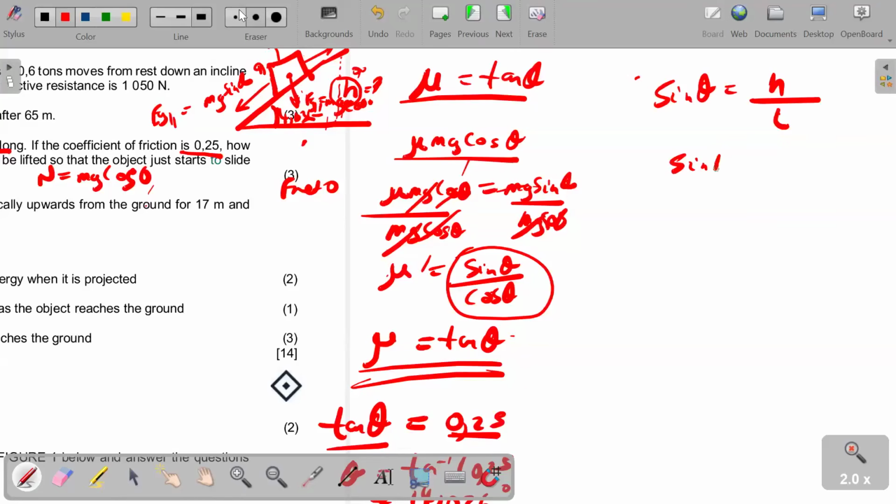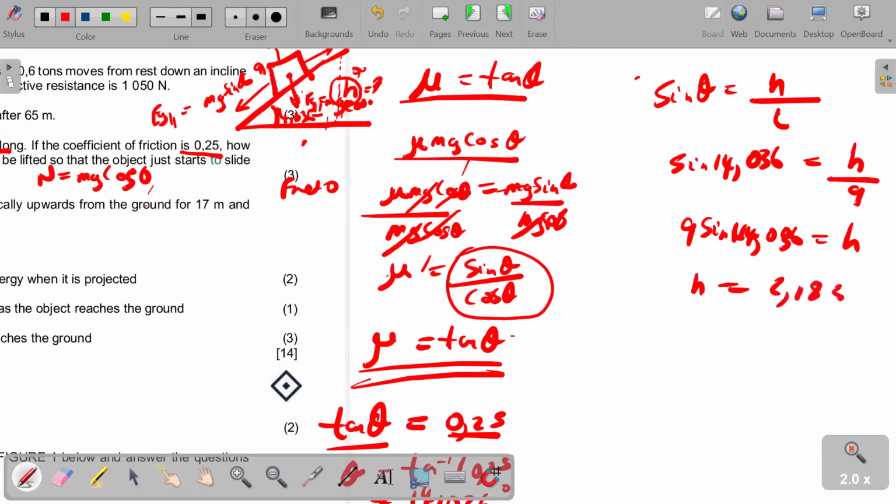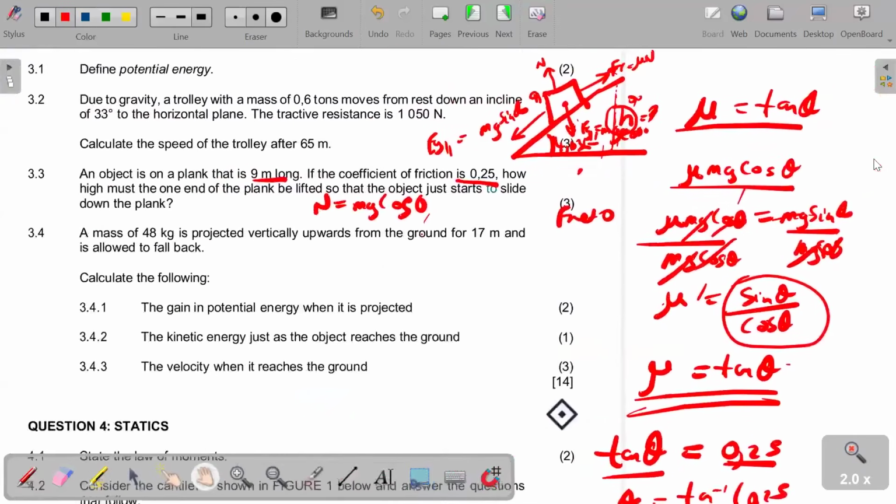So sine 14.036 is equal to h, the unknown, over 9. So 9 sine 14.036 gives us h equal to 2.183 meters. That can be the height that our plank has to be lifted. Okay, this marks 2.183, question 3. On to the next question.